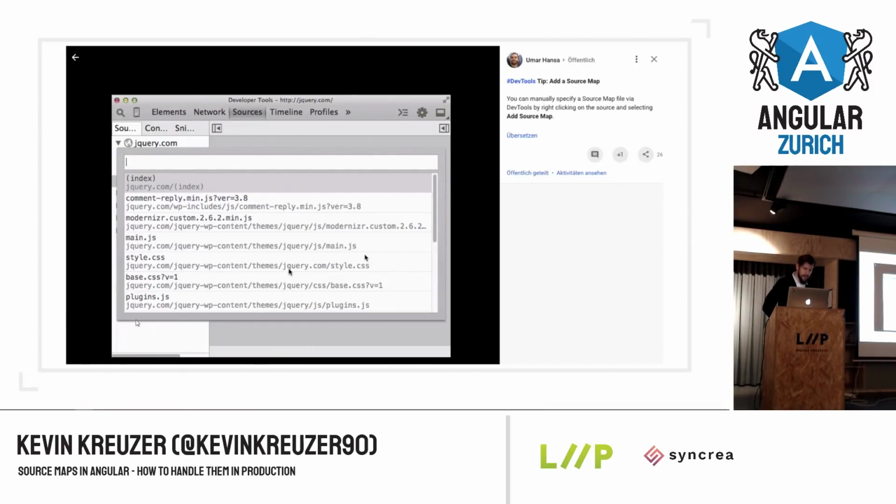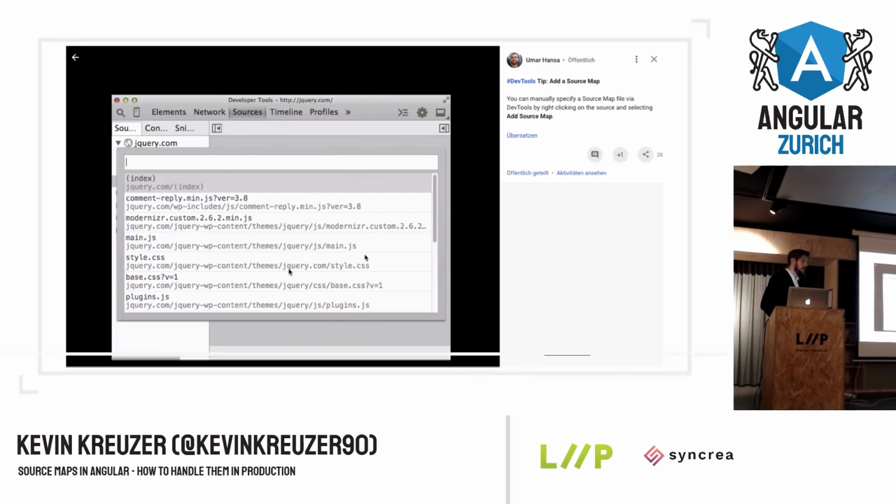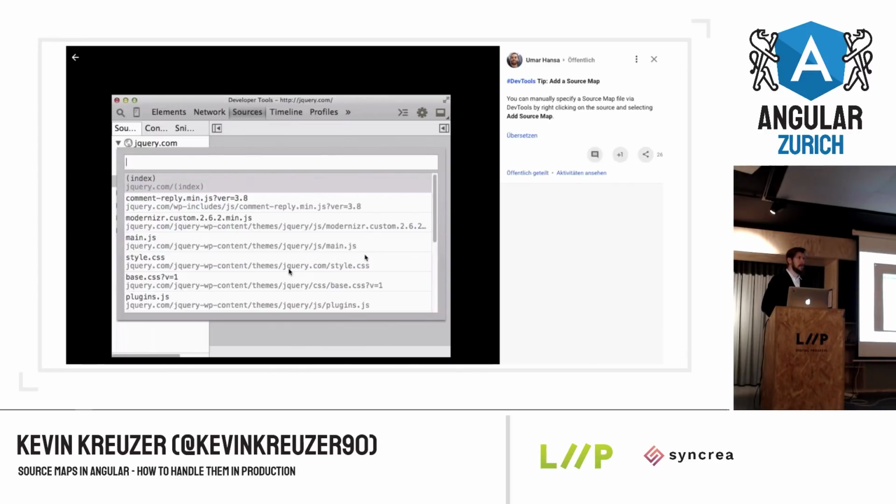I don't know how to play it, because we had to upload the presentation here on Keynote and I switched the computer. But basically, in Chrome there's an option where you can open your bundle, right click, and then upload the source maps. And we thought, yeah, that's pretty cool, how can we use that in Angular?